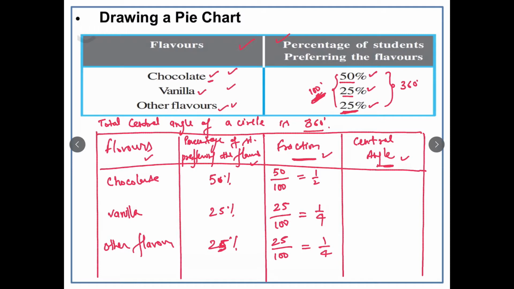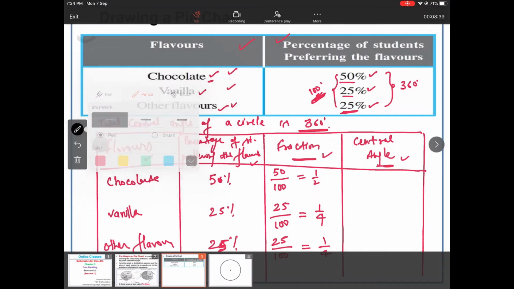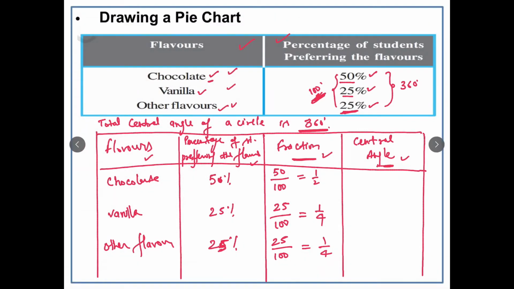Okay, now the most important thing, we have to find the central angle. We know that the central angle of a circle is 360 degrees. So we multiply each fraction by this 360 degrees. We multiply, not divide. So we have 1 by 2 into 360 degrees, which is the total central angle, and this one is the fraction for chocolate. We always multiply them.